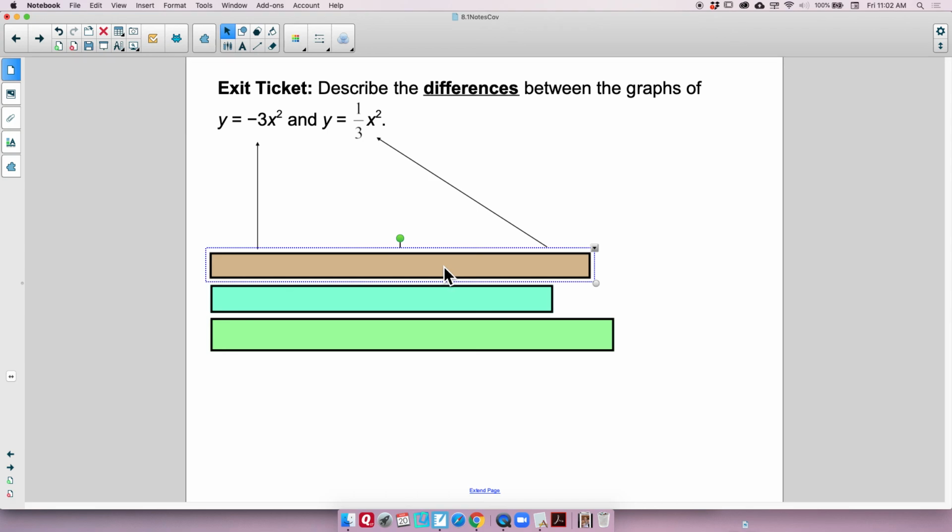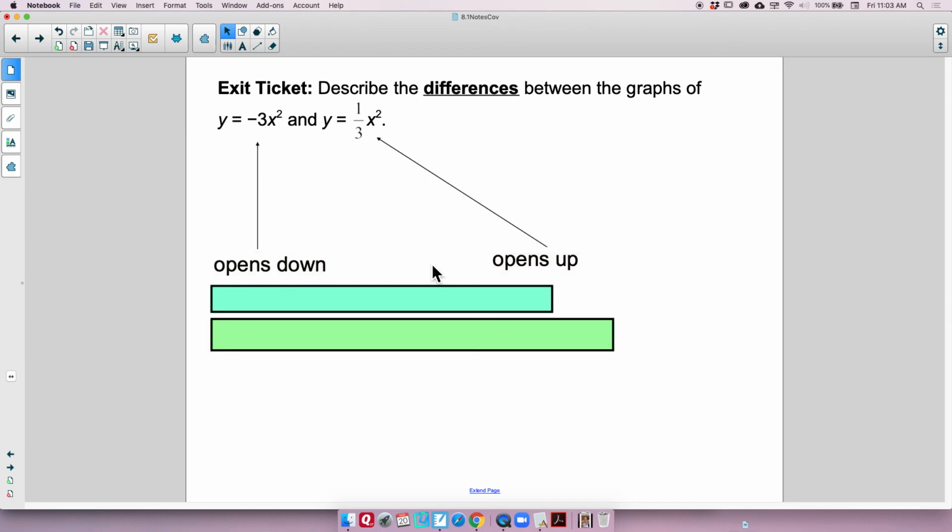Okay, so hopefully you recognized a number of things. One, this one opens down because it's got a negative leading coefficient. This one opens up because it's got a positive one. This one is narrower. In other words, it's a vertical stretch, right? It's steeper than our parent function. This one's going to be wider, right? Because it's between 0 and 1 for its leading coefficient.